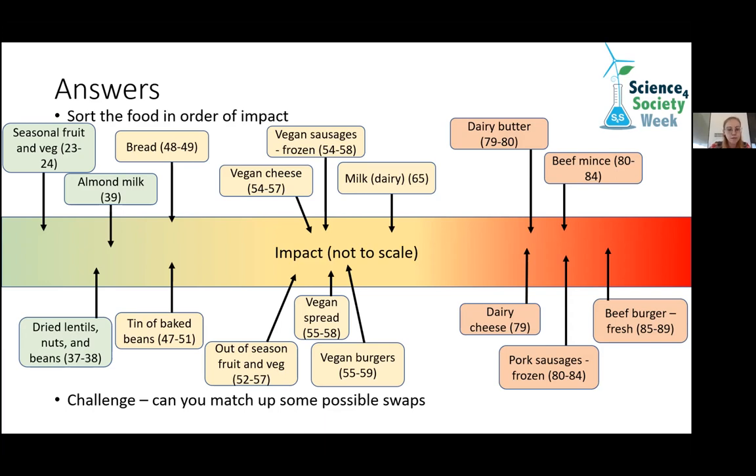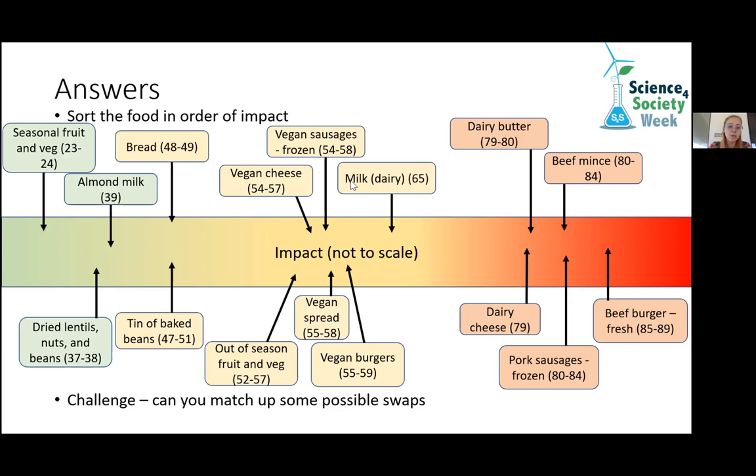Fantastic, we could swap butter for non-dairy spread. What else might we be able to swap? Dairy cheese for vegan cheese, fantastic, yep. See if there's any more. Yep, so we could swap our out of season fruit and veg. Yeah, so we've got a few people saying we can swap the meat alternatives for the vegan alternatives.